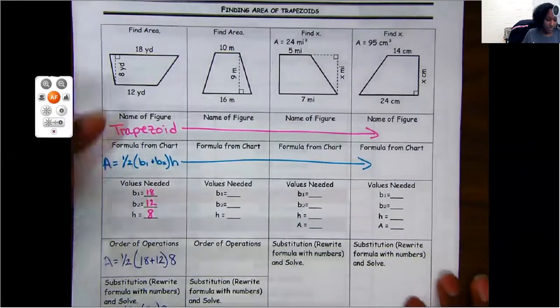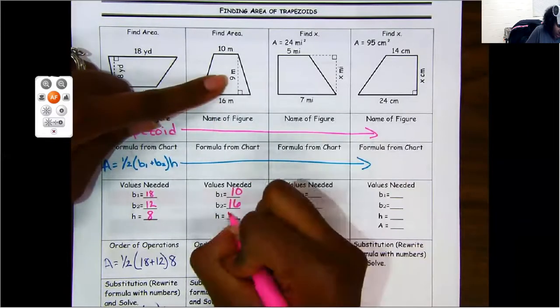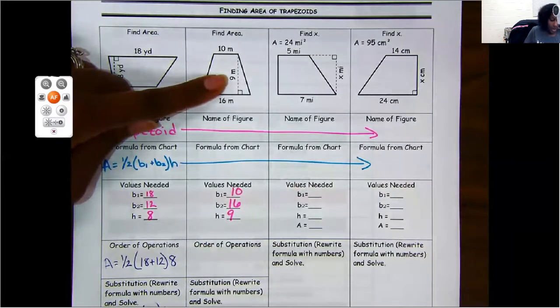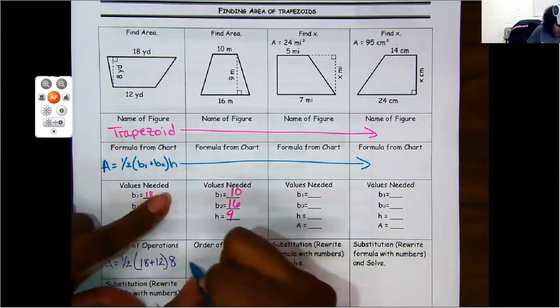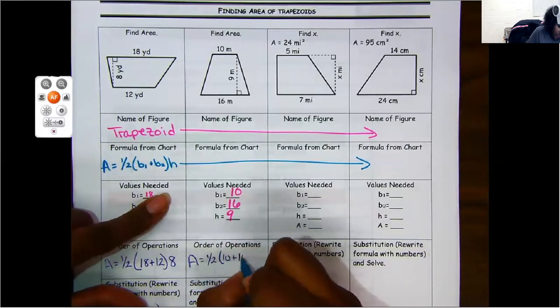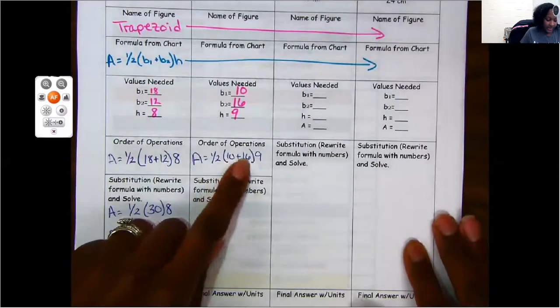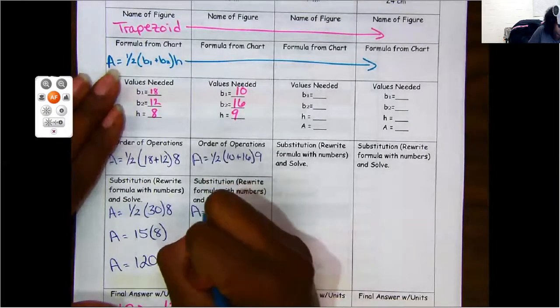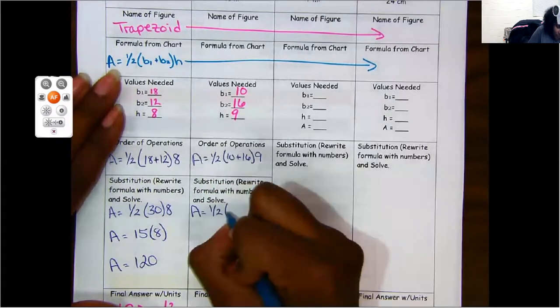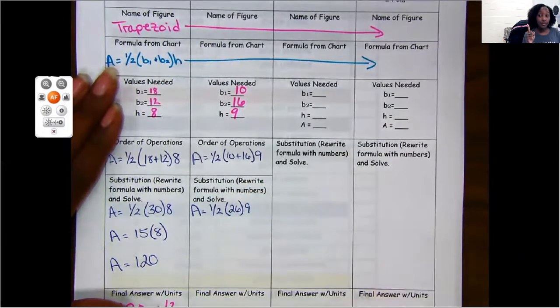Okay, let's look at our next one. Base 1, base 2, and then our height. I'm going to fill in area equals half base 1 plus base 2 times our height. If we add 10 and 16, what do we get? You said 26, you are correct. Half of 26 would be 13.